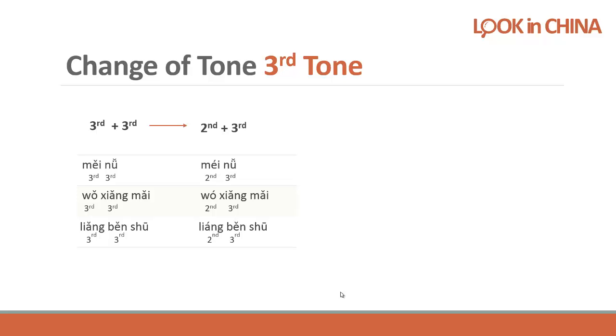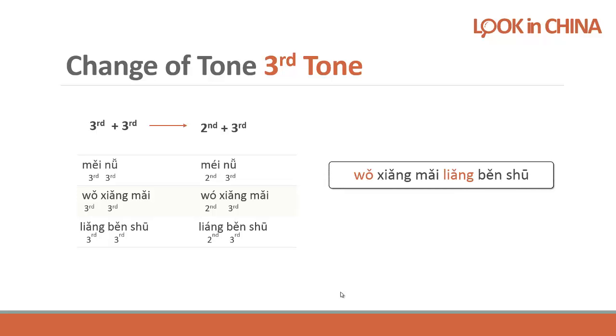And if we look at the third example, we also see 2 third tones put together in a phrase. 两本书. So you change the first third tone into a second tone. 两本书. And we can actually look at this big long string of phrases together, the 2 that we just saw. 我想买两本书.